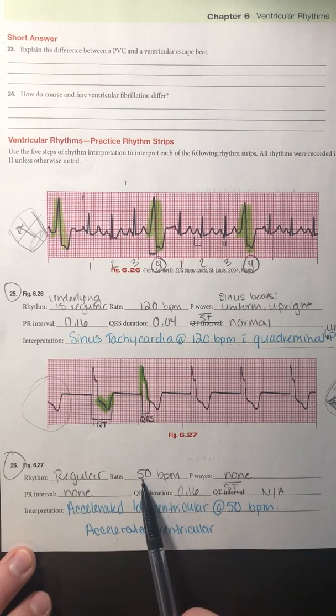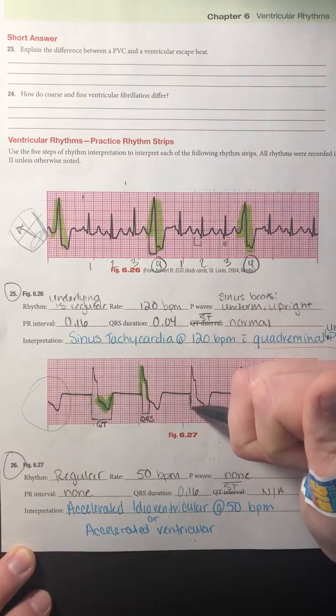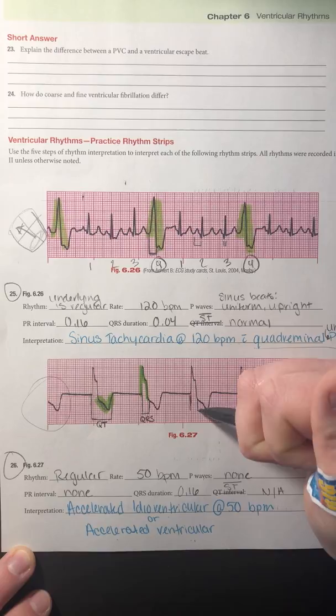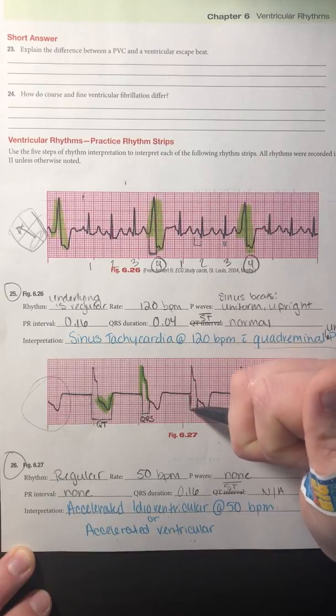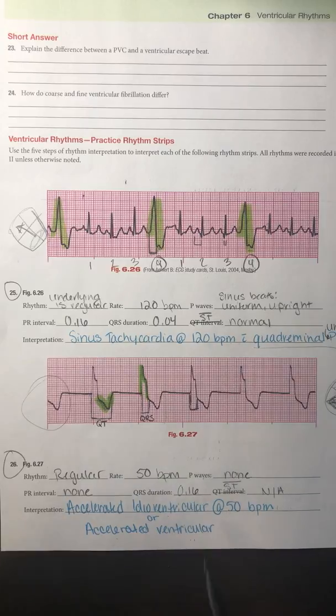So it is regular, 50 beats per minute. My QRS, when you measure it out, it's actually 4 blocks. And I measured one right here, so that is 0.16 seconds, which is wider, which lets us know that it's coming from the ventricles. Also, the absence of P waves gives that away. And then we don't have to measure the ST segment since it's ventricular in nature.